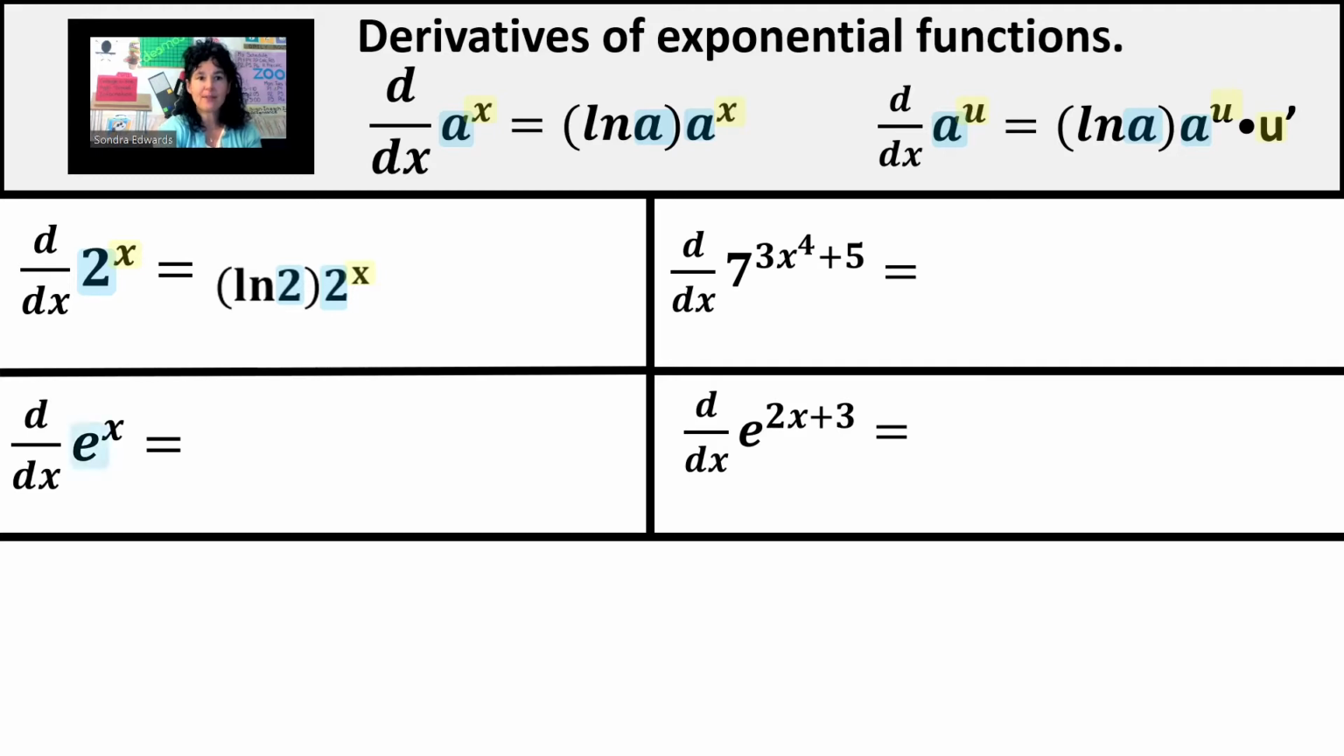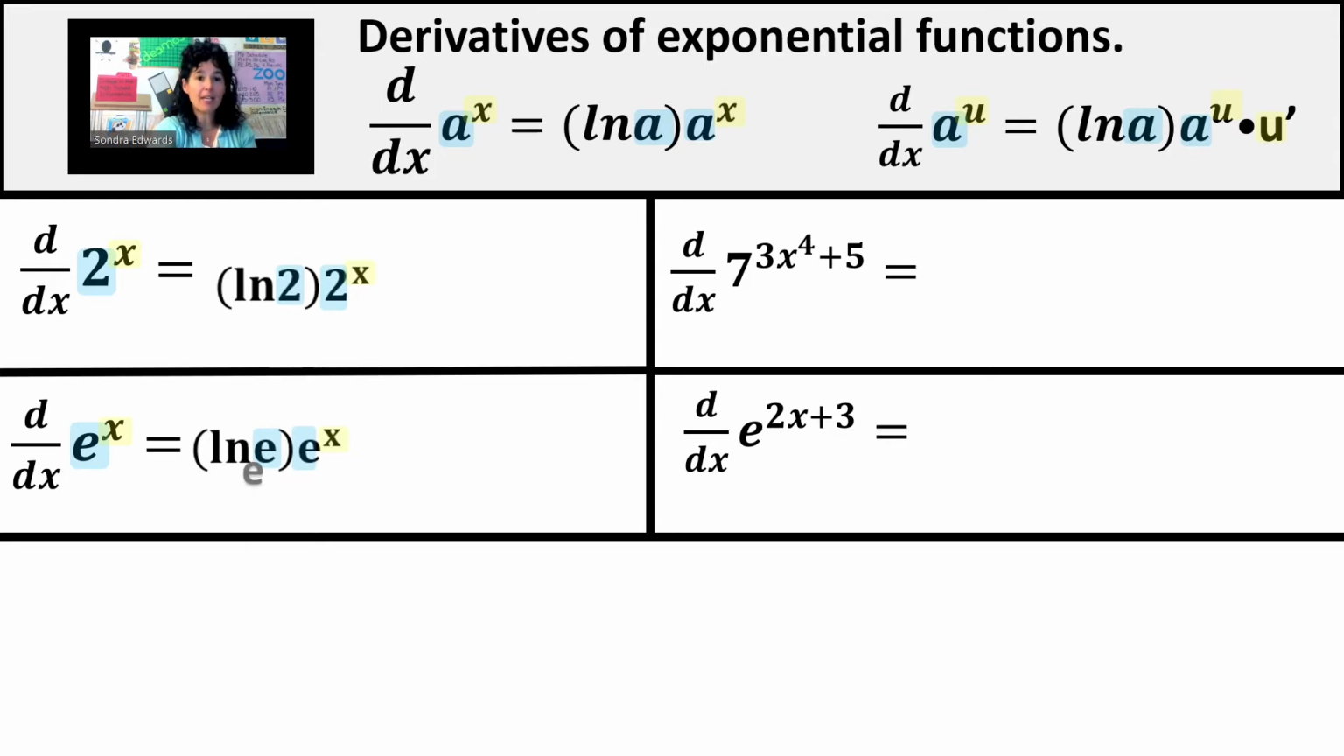Next one, if I do the derivative of e to the power of x, e is the base number, x is the exponent, so the answer is the natural log of the base times the original. So ln of e multiplied by e to the x. The natural log of e is just an identity. It happens to equal 1.